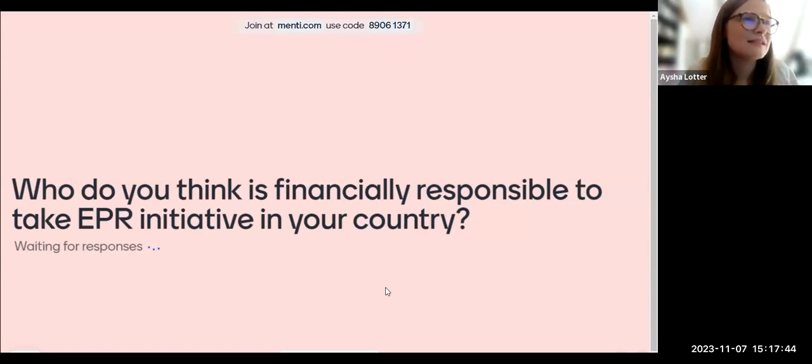Are all the PROs in South Africa not for profit organizations? Yes, they are. Well, they have to be, according to these regulations.